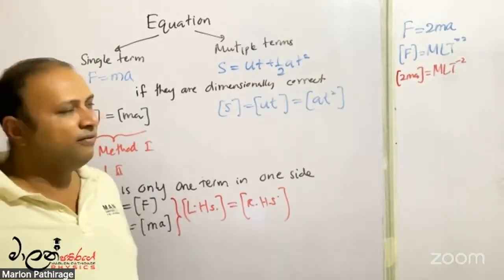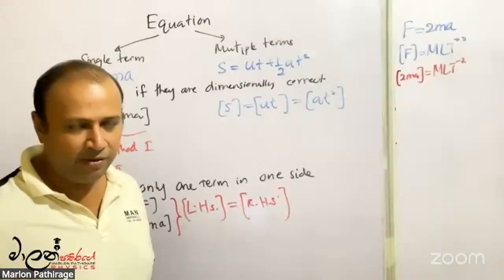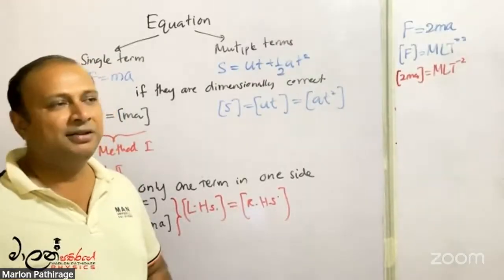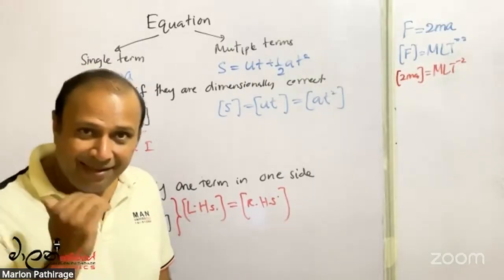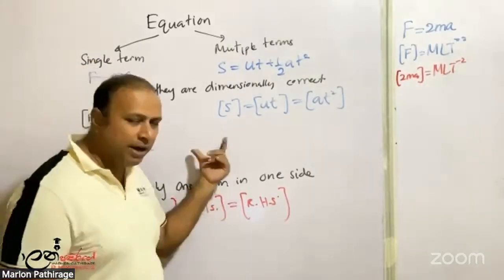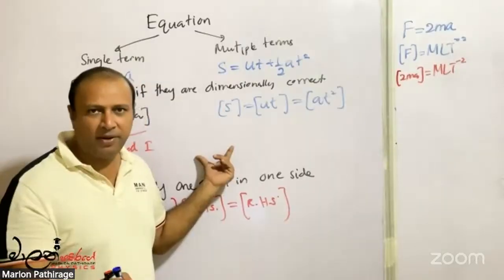Half is okay, it is dimensionally correct. There is a correct equation, but yet we cannot analyze this one. That is the reason you have to write that word. You have to write that word.